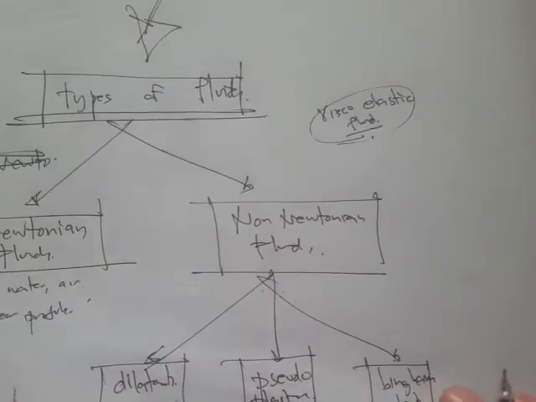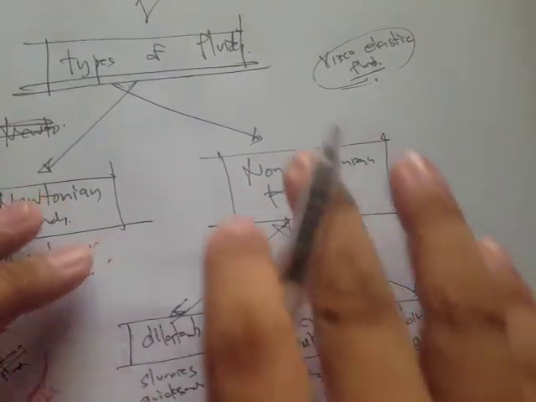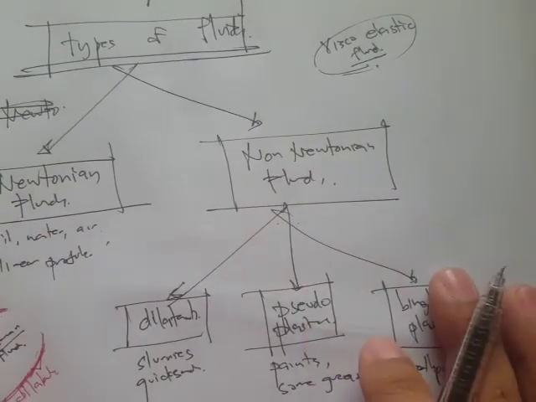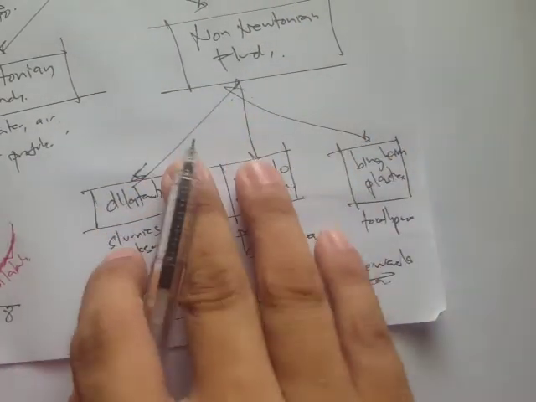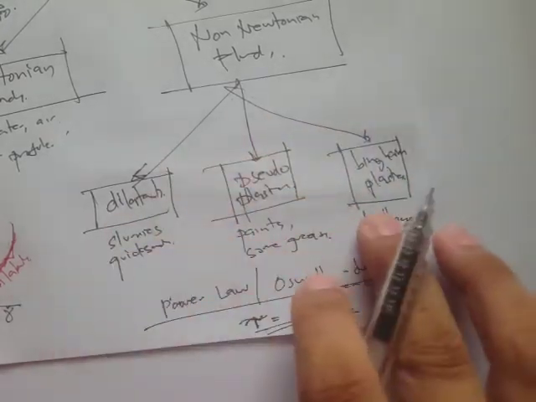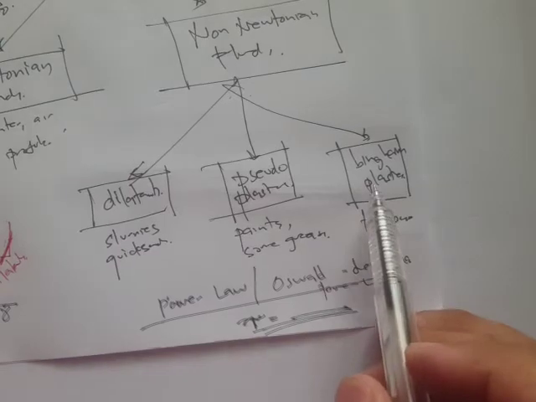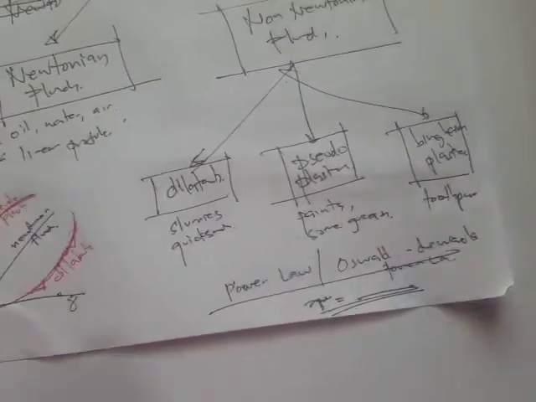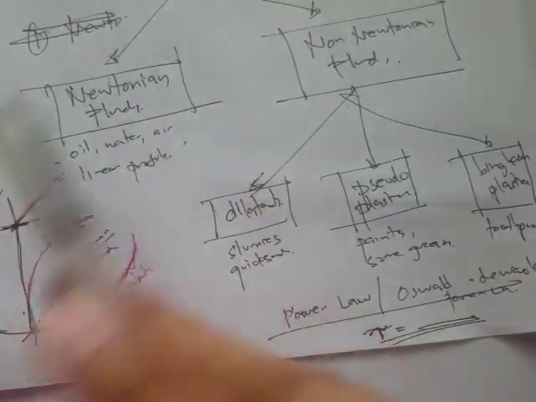Okay, so for now, let's just limit our discussions here. At least you are introduced to these non-Newtonian fluids. For food processing and chemical processing, probably you would encounter the dilatants and the Bingham plastics, but in our discussions here, we'll just limit our topic to Newtonian fluids.